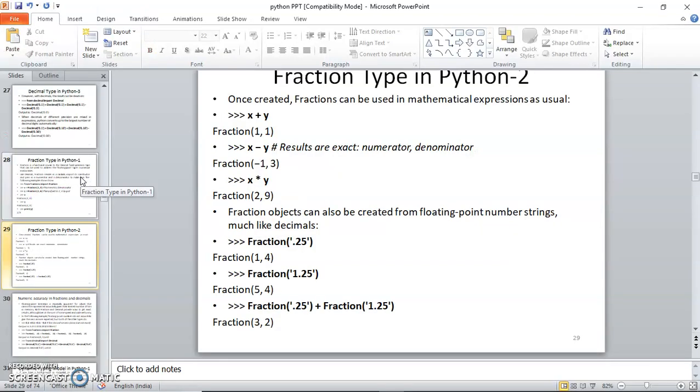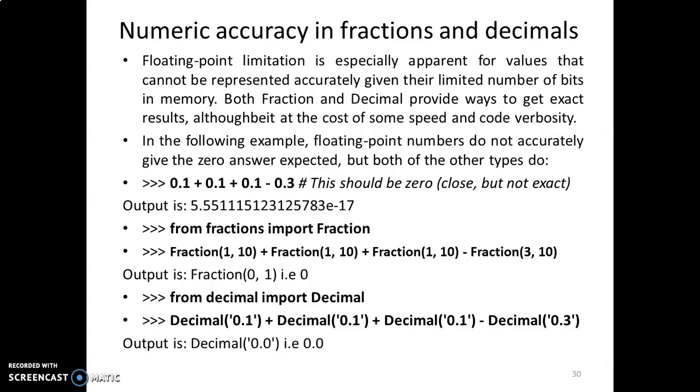Now the idea behind using these fractions obviously is to have greater numeric accuracy in fractions and decimals. That is, having greater accuracy in representing floating point numbers, and the float type is unable to represent them in the best possible way. With these fraction and decimal types, you can get exact results, although at the cost of some speed and code verbosity. That means the speed would be reduced and you would have to write more code as compared to when you write float.